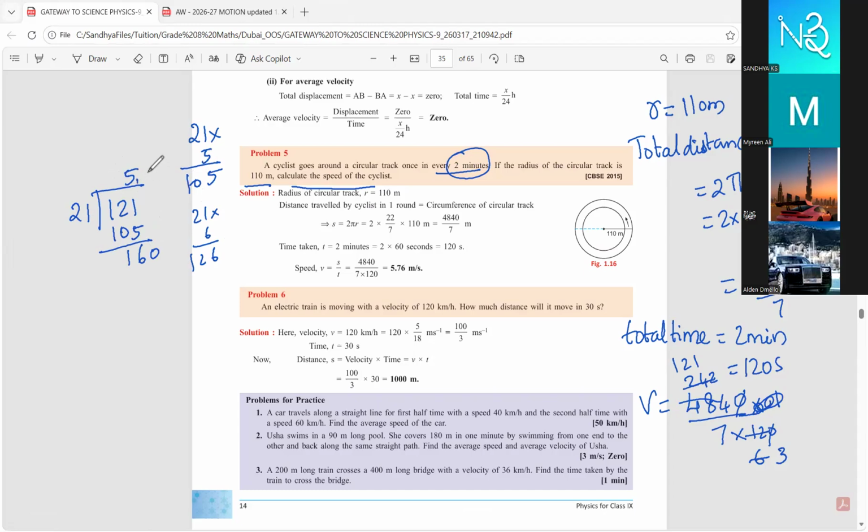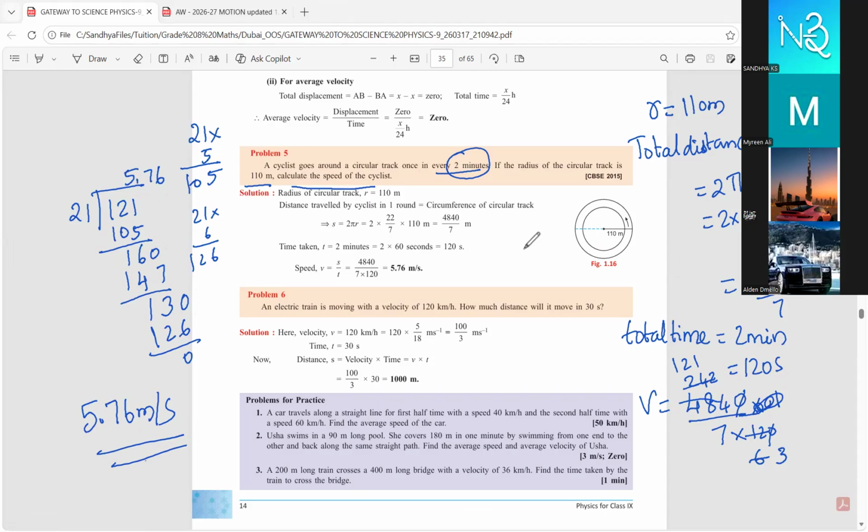Again what we can take. 7, 1, 7 is 7, 7 2s are 14, 147, 10 minus 7 is 3, 5 minus 4 is 1. Then again here 0 we can put, up to 2 decimal places you need to do. So 6 will come because we already found 126, na? So that is the answer. So the answer is 5.76 meter per second. I hope it is clear. It is an easy question only.